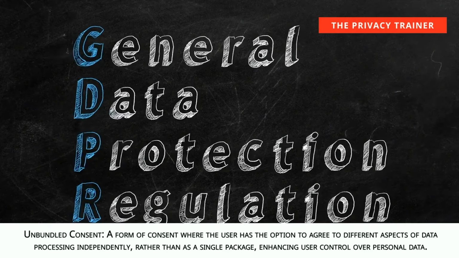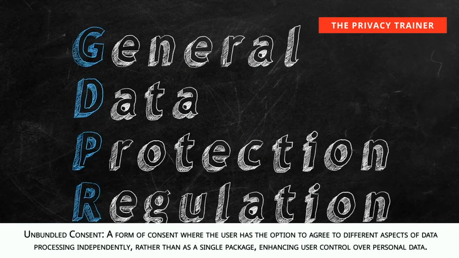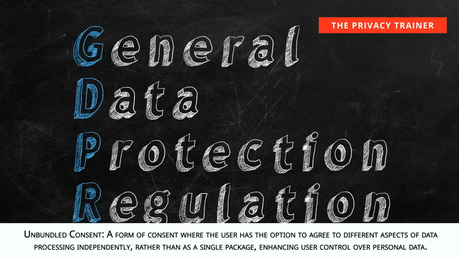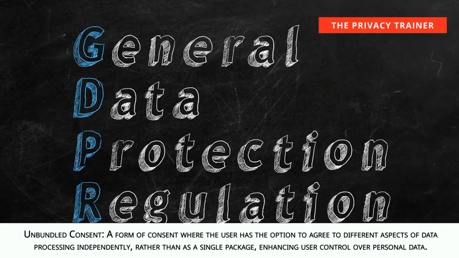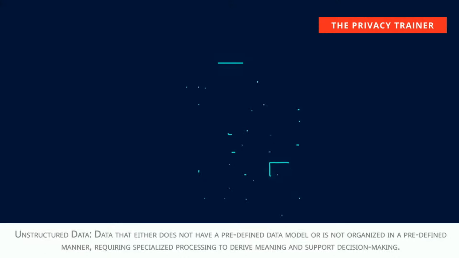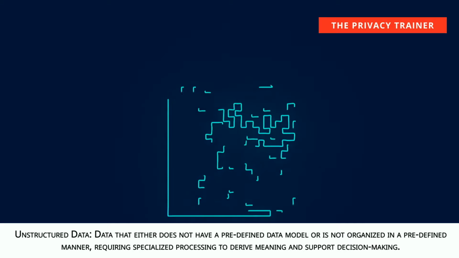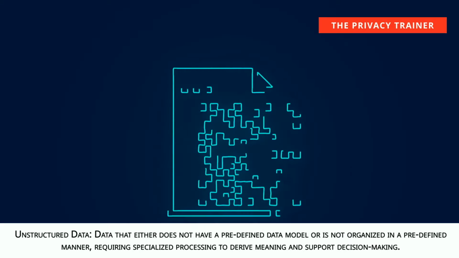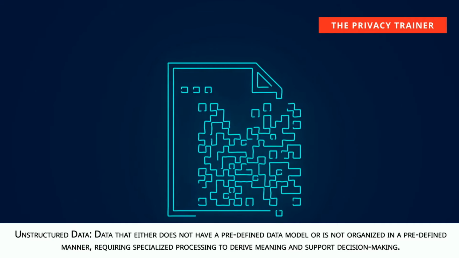Unbundled consent, a form of consent where the user has the option to agree to different aspects of data processing independently, rather than as a single package, enhancing user control over personal data. Unstructured data, data that either does not have a predefined data model or is not organized in a predefined manner, requiring specialized processing to derive meaning and support decision-making.